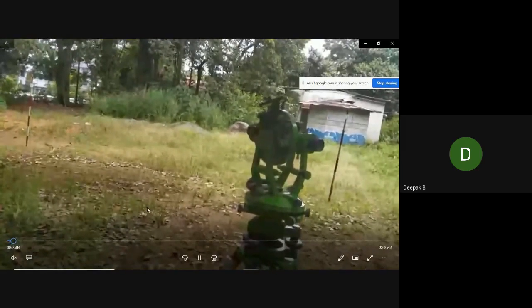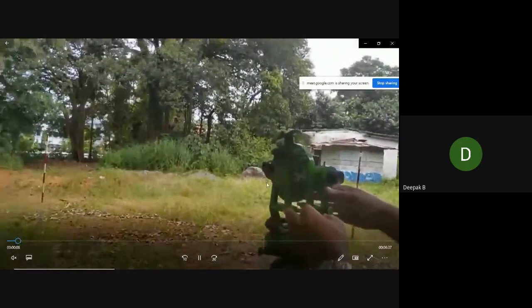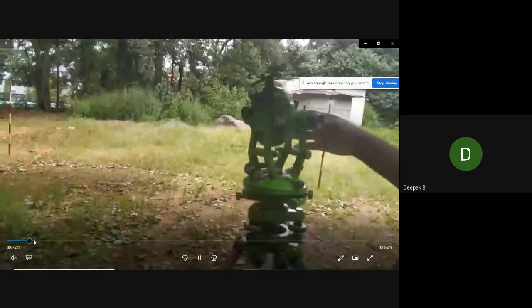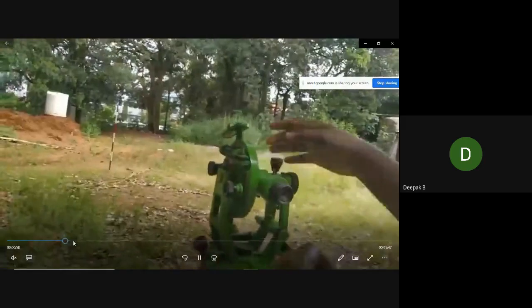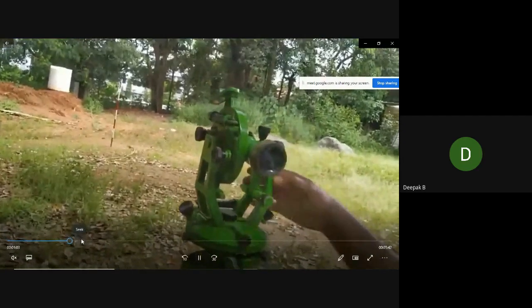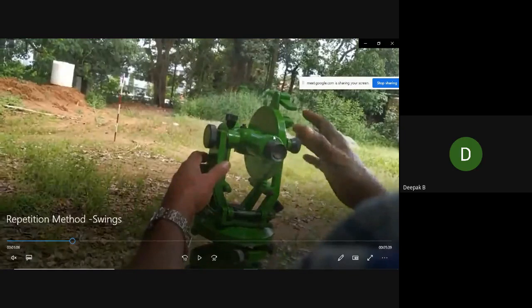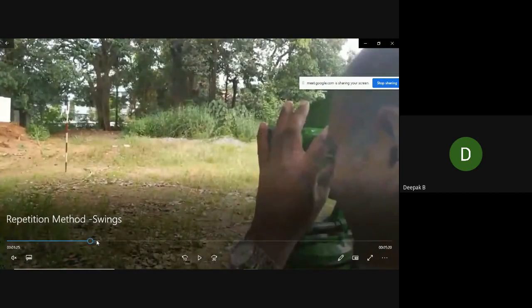Okay. We have done this much. Now what we have to do is shift the face. We will do transition. I will transit this. After loosening the clamp there, I'll just rotate that telescope in the vertical plane. Now we have face right. The circular portion is to the right side of the telescope. Now with the same procedure we will again take a reading from P to Q.